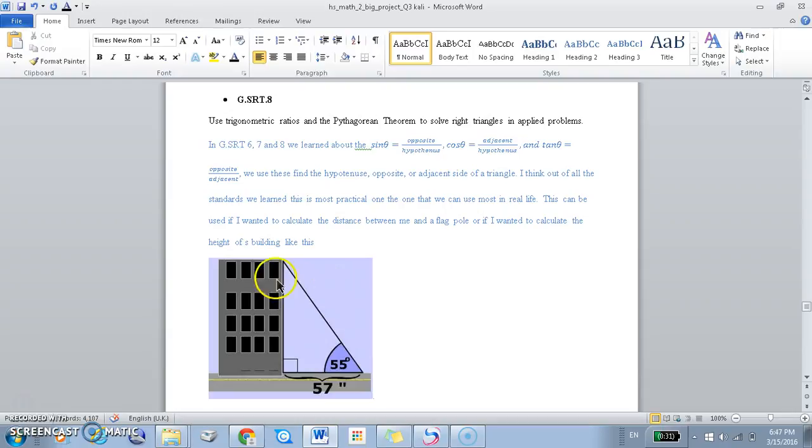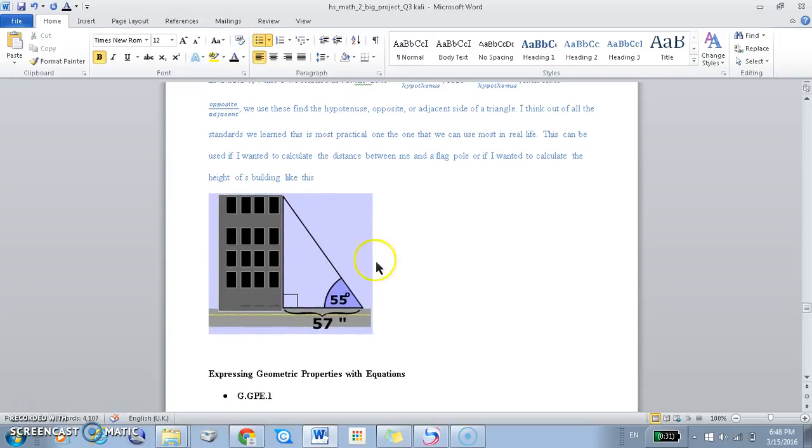For example, in this example, we can use it to find the height of this building right here. So this side is the hypotenuse, this side is the opposite, and this side is the adjacent.